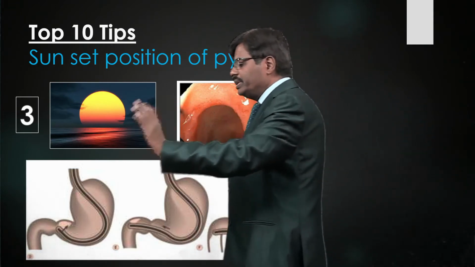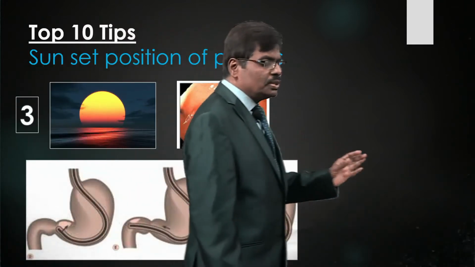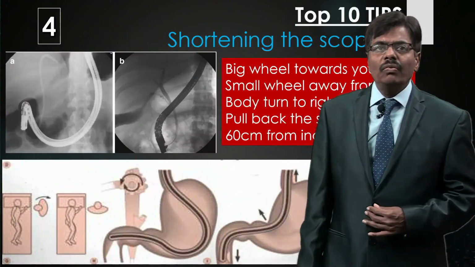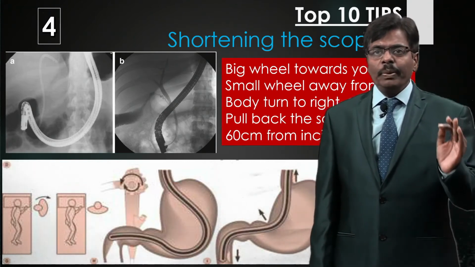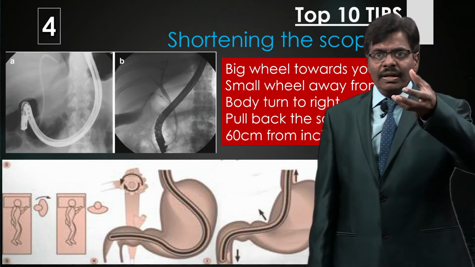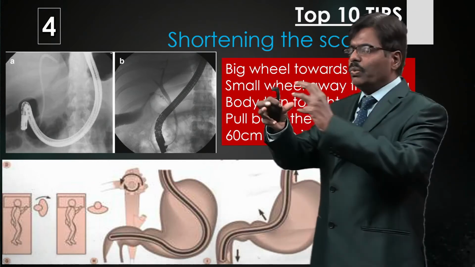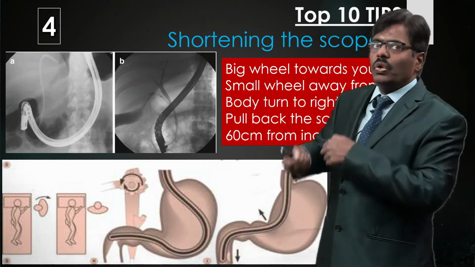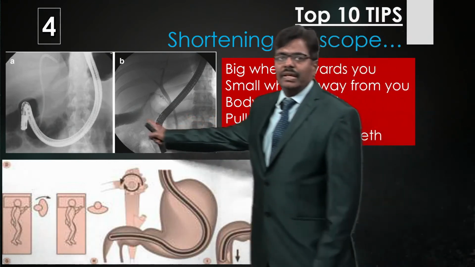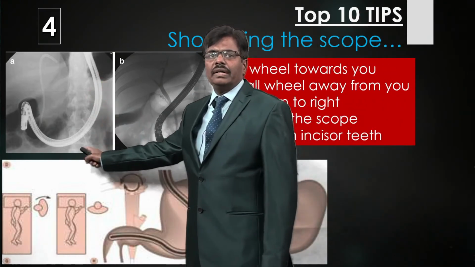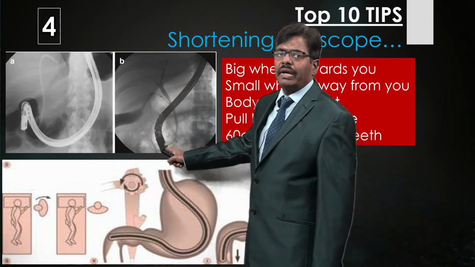You have to go into the junction of the D1 and D2 to do what we call the change of the big wheel and small wheel. That is, shortening the scope happens only at the superior duodenal angle level. Big wheel towards you, small wheel away from you, your body should turn to one side, and you shorten the scope by pulling, and as you do, you monitor, and you can clearly see what was like this initially along the greater curvature, it becomes hugging the lesser curvature. This is the typical hockey stick appearance.